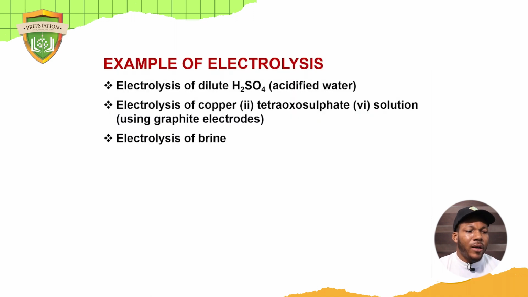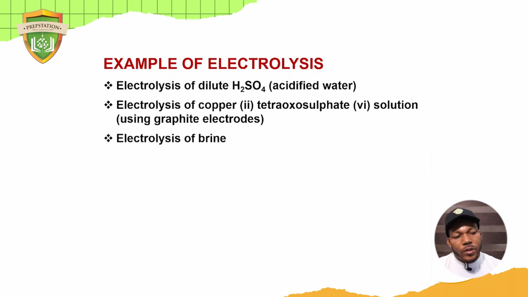Now let's look at some examples of electrolysis. First of all, electrolysis of dilute H2SO4. Now, in this electrolysis of H2SO4, you have 3 ions. The first ion we'll have there will be H+, because water will be used to dissolve the H2SO4. So H+ will be gotten from where? From water and also from H2SO4.